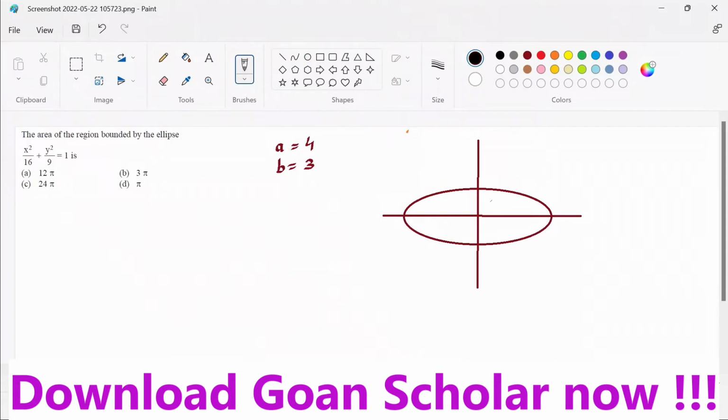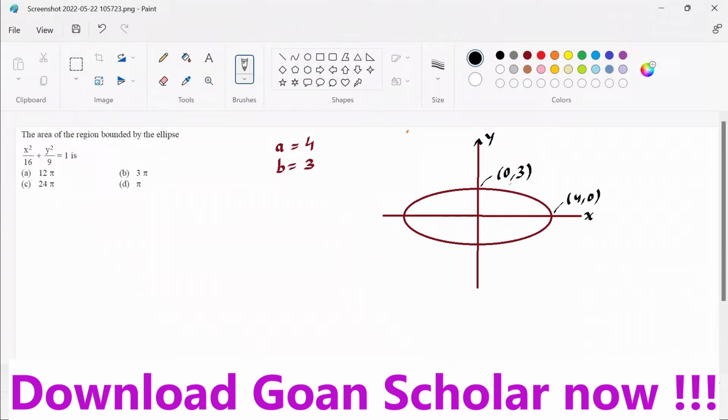Now what is a and b for an ellipse? a is your major axis. What is major axis? Here the major axis for this ellipse is the x-axis and the minor axis is the y-axis. Why is x-axis the major axis? Because a is 4. So if a is 4, this will be our point (4, 0). And what will be this? This will be our (0, 3). We found our coordinates?